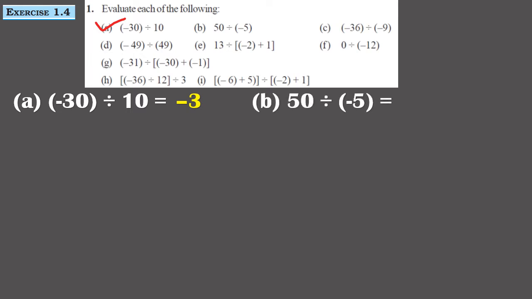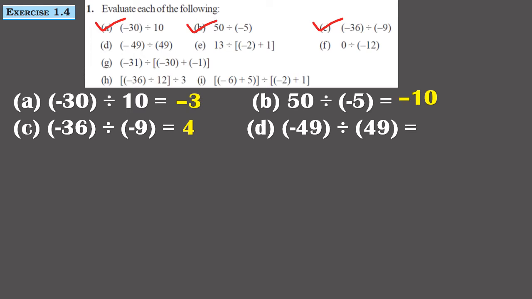50 by minus 5. Positive by negative, so again it is negative. Answer is negative 10. Now minus 36 divided by minus 9. Negative by negative. If both the numbers are negative, it is positive, same as that of multiplication, minus into minus is plus. Here minus divided by minus is also plus. So the answer is 4.